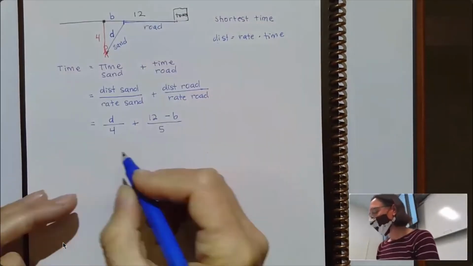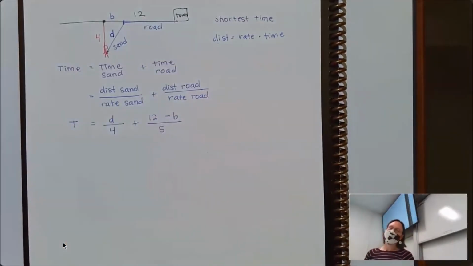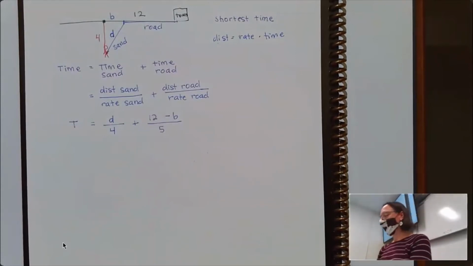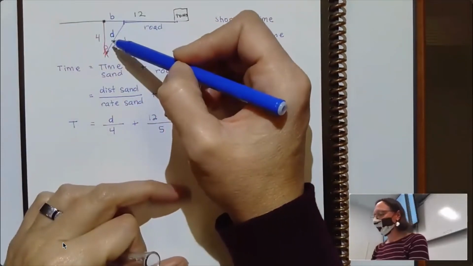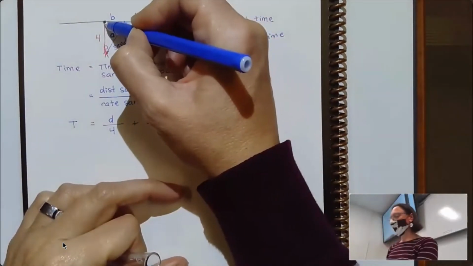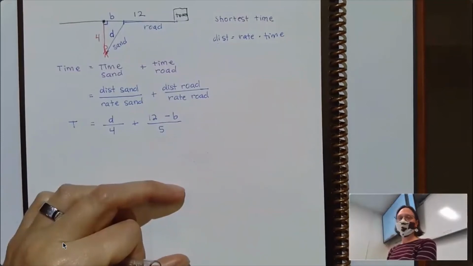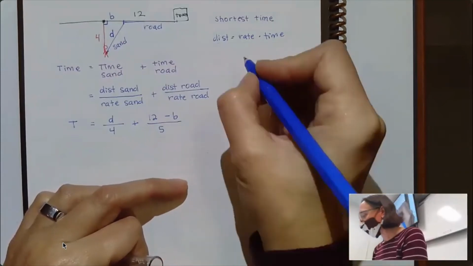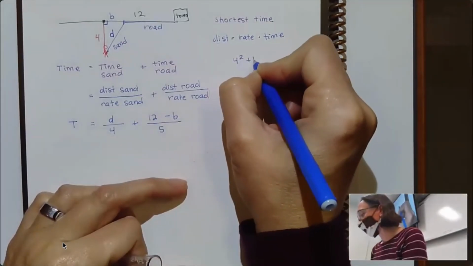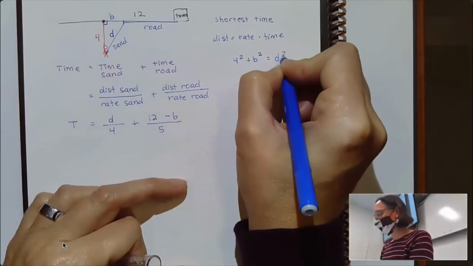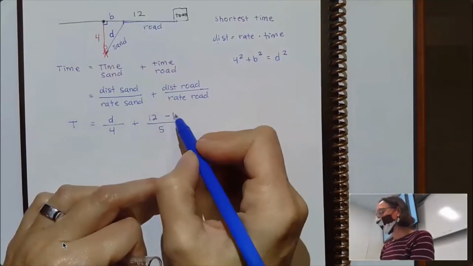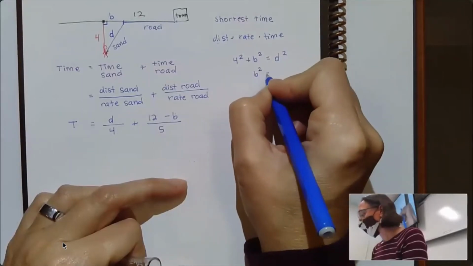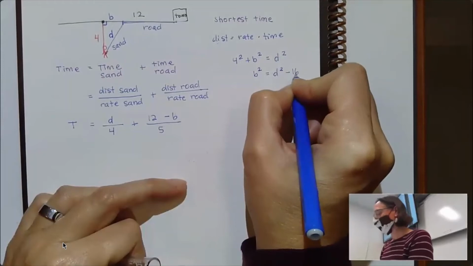But then I'd look at that and go, oh darn, I have too many variables. I need to know something else. And that something else is that now I have a triangle that I can Pythagorean theoremify. So if I look at that triangle, now I've got that 4 squared plus b squared is equal to d squared. And I can get rid of that b because b squared would equal d squared minus 16.